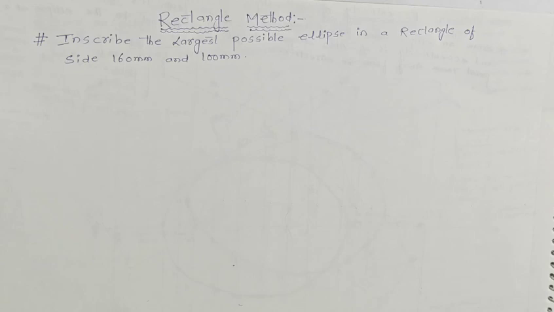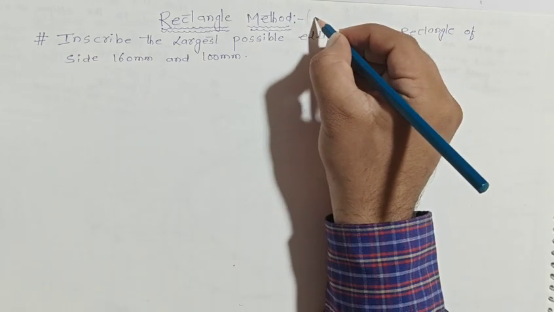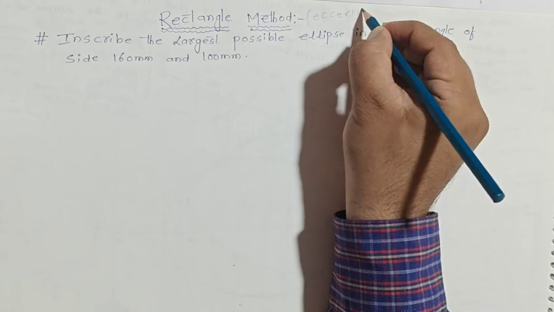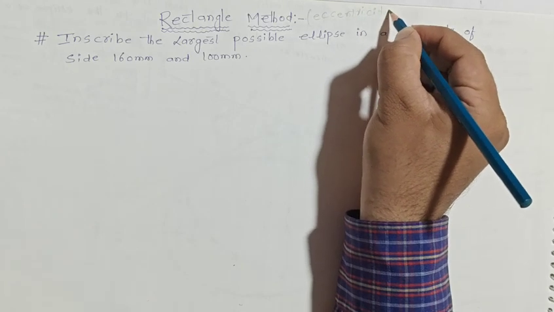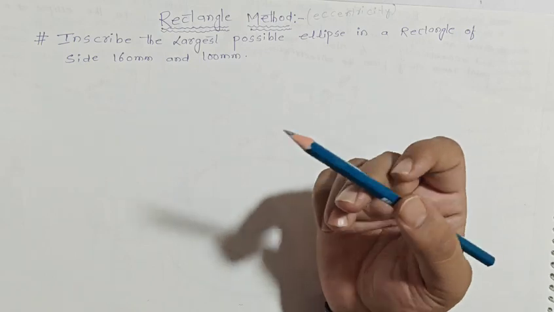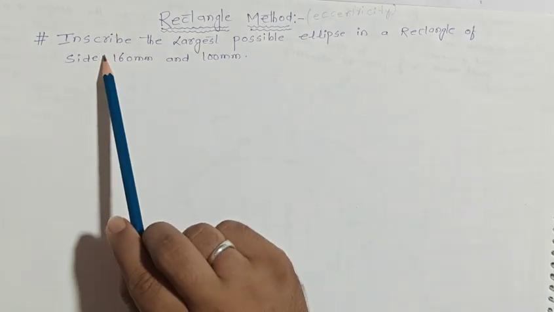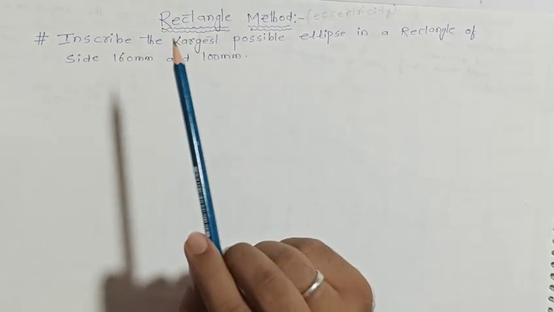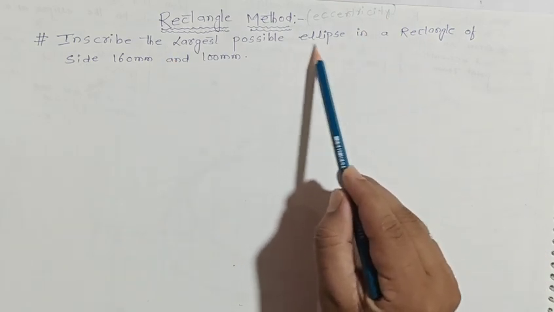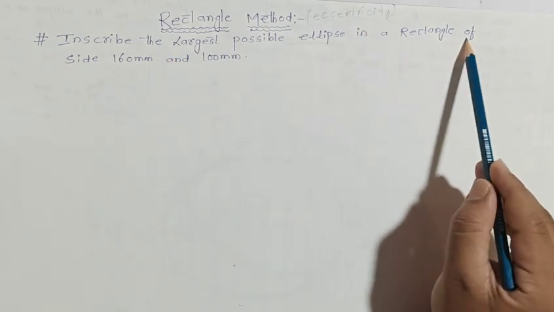So today in these sessions, we are going to discuss the eccentricity of a rectangular method. First of all, read the question properly. Inscribe the largest possible ellipse. Our intention is to draw the shape of an ellipse in a rectangle.